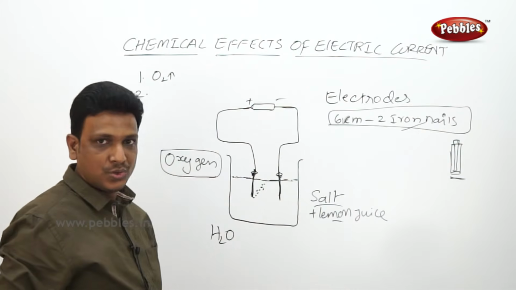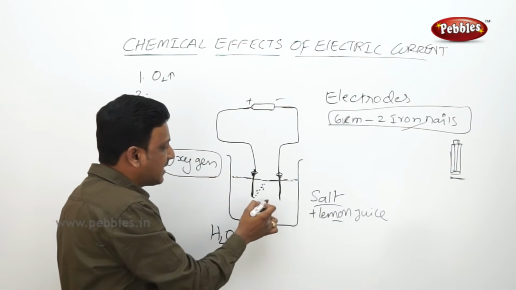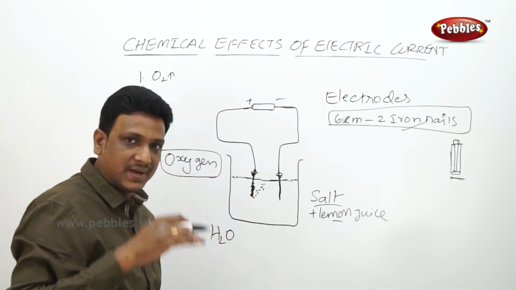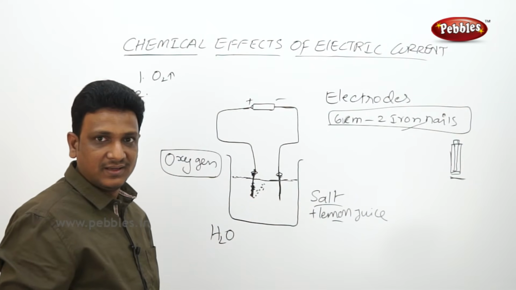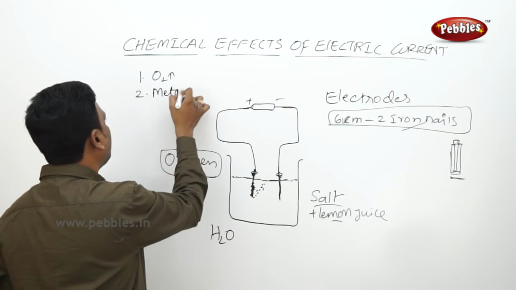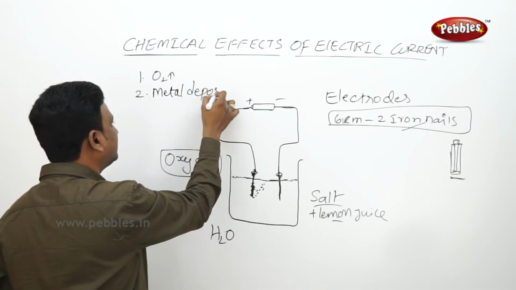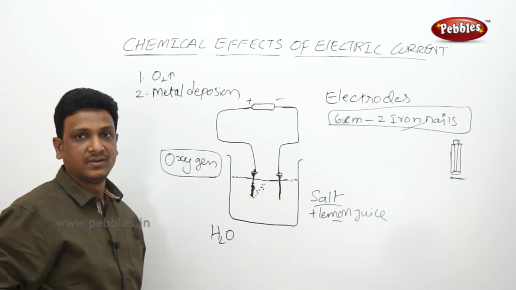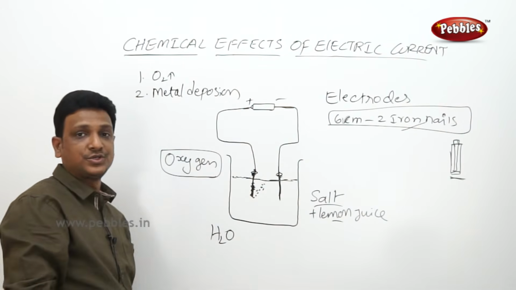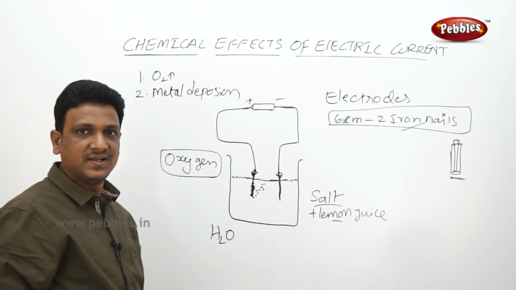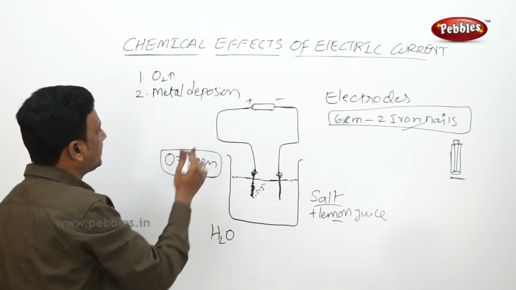Chemical effect 2, if the solution contains any metal, the metal is deposited on the electrodes. If the solution contains any metal, mineral, it will deposit on the electrodes. Metal deposition. This is the second chemical effect. If any, it depends upon the solution you take. It depends upon the electrodes, which metal you are taking. On that basis, the metal deposition takes place.